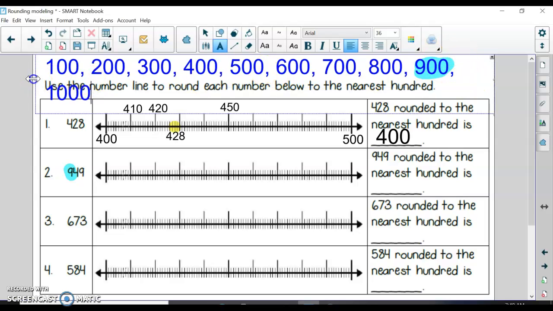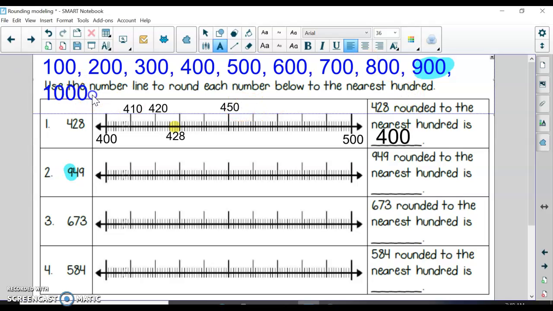1,000, okay? And I don't think I'm going to be able to show that without it running over. But after 900 comes 1,000. So on my number line, I'm going to start at 900. Okay. And then it's going to end at 1,000. I'm just trying to see, is 949 closer to 900 or is it closer to 1,000? Right? And so I just need to find where 949 is going to go.